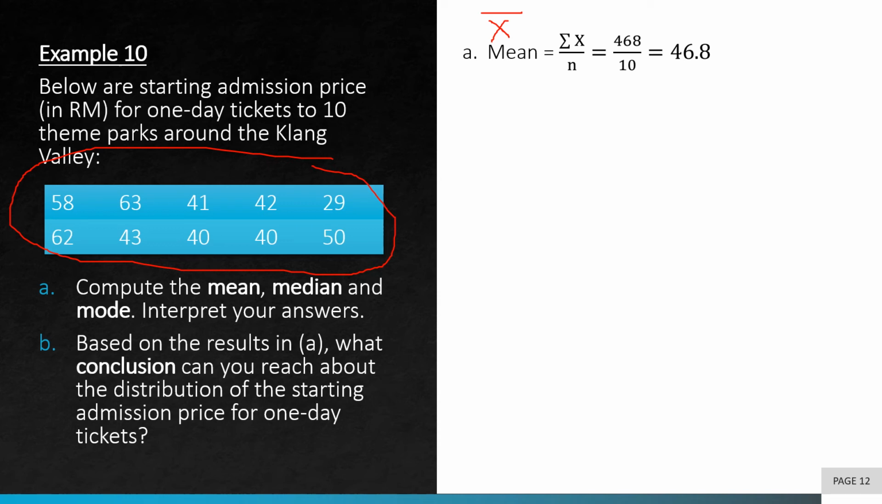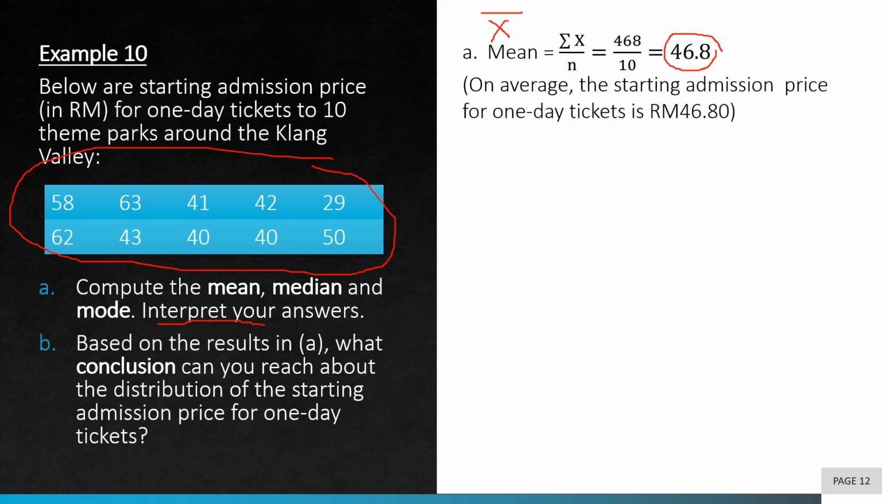Now you're asked to interpret your answer as well. So how do you interpret 46.8? Remember, mean is the average value. So yes, you can say that the average starting admission price for one-day tickets of 10 theme parks around the Klang Valley is 46 ringgit and 80 cents. When you interpret, you must put the unit as well.